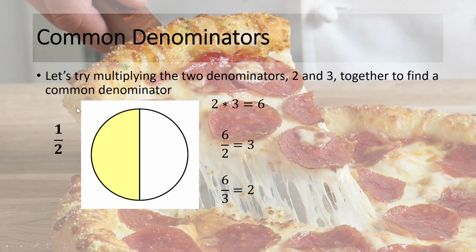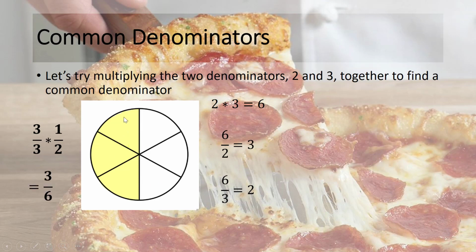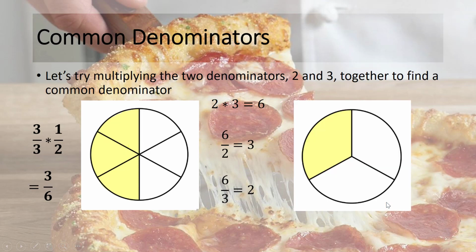So again, I start out with a pizza that's cut in half, and half of it was eaten. So what I could do is multiply this whole fraction by 3 over 3. What that means is that I take each half of the pizza and cut it into 3 slices. So now I have 1, 2, 3, 4, 5, 6 slices, right? So if I were to eat half of that, that means that 3 out of the 6 slices would be removed or consumed.